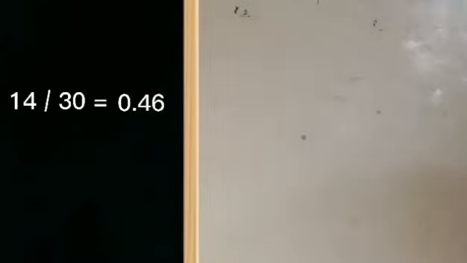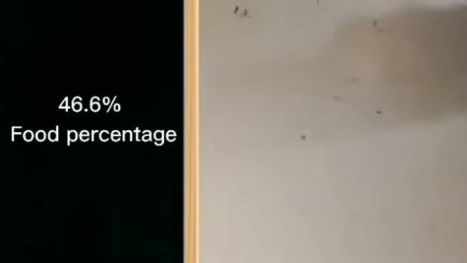Next is to divide your food cost by the price of that dish. So it costs about 14 pesos for the eggs to make the omelette, and you charge 30 pesos for that dish. 14 pesos over 30 is 0.46. Take that number and multiply it by 100, and we get a food percentage of 46.6%.